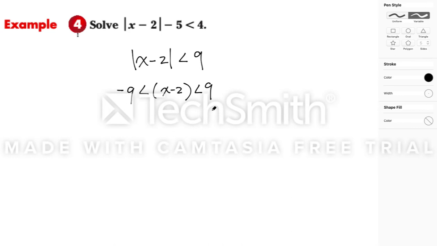So at this point, we can see that this is kind of a conjunction. We've got two situations that we're dealing with in a way. x minus 2 has to be both greater than negative 9 and at the same time less than 9. And so what I'm going to do is solve. I'm going to isolate x by adding 2 to all parts. And then we get negative 7 is less than x, which is less than 11. And so this is my solution for this inequality.